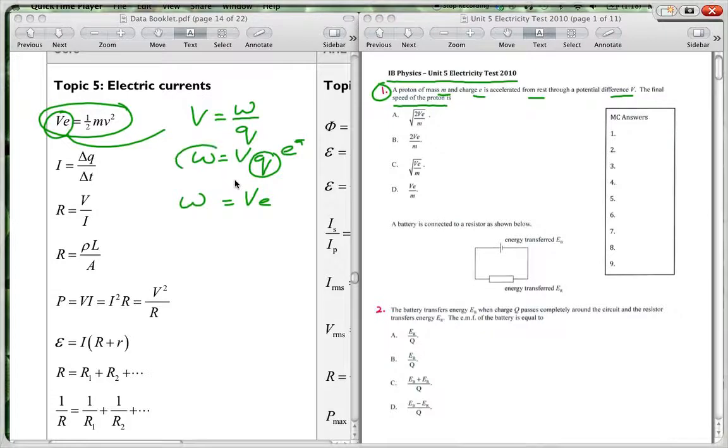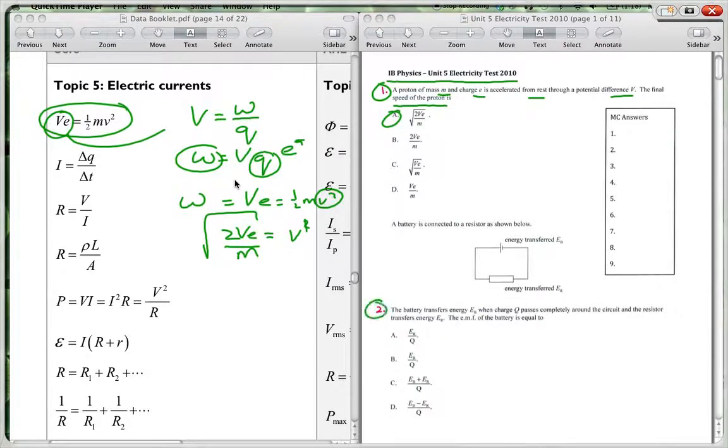And that work changes the electrical energy into kinetic energy, and that's why you get the half mv squared. So to get your velocity, v over here, you multiply by 2 and you get your Ve, and then you divide by your mass. So divide by mass, and that will equal v squared, and then obviously you take your square root to get rid of the square. So answer A would be correct.